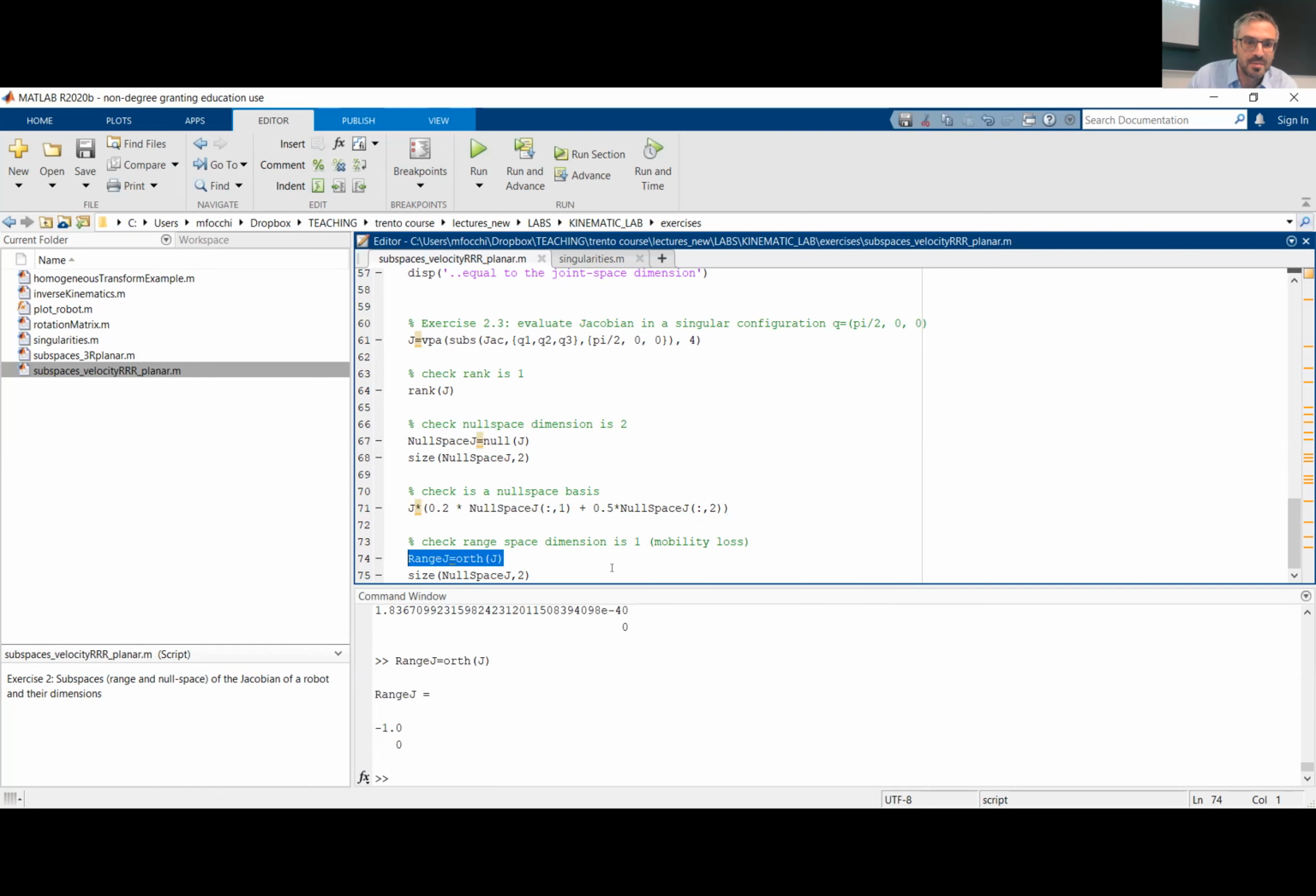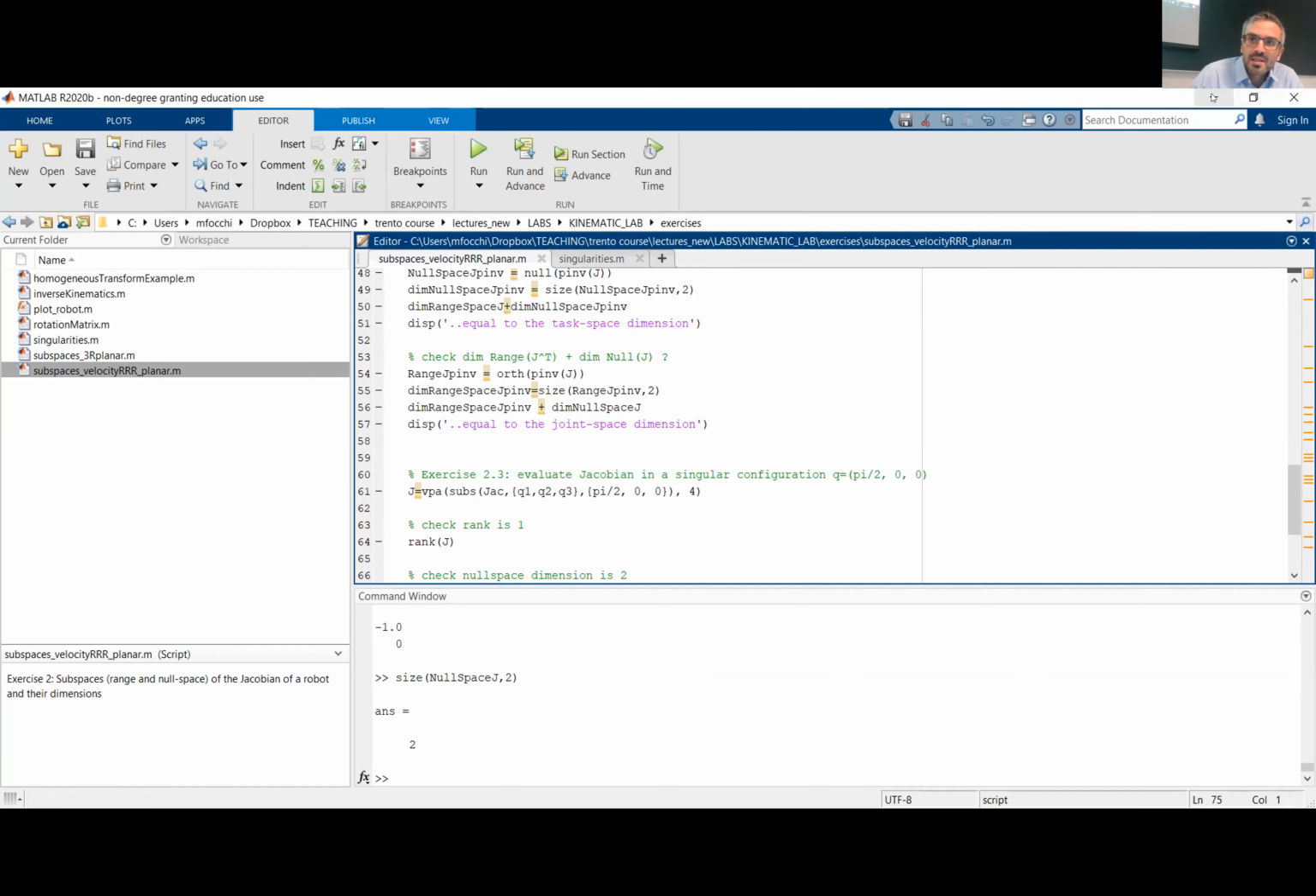Then, in this case, the range space size is 1, because we have rank 1 and M is 2. So, sorry, because we have rank 1 and the size of the null space of J is 2. Because it's 3 minus 1 rank, null space size is 2. So we covered the exercise.